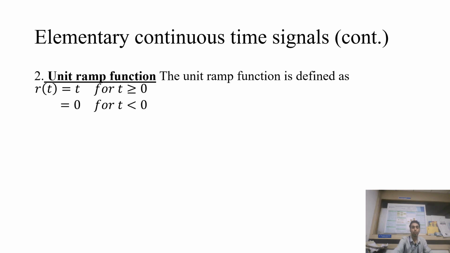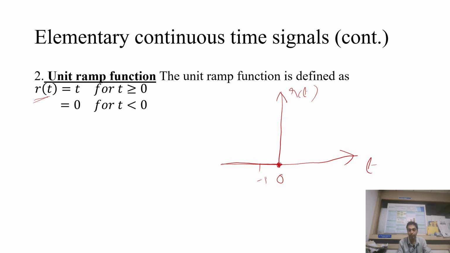Similarly, the second one is the unit ramp function, denoted by r of t. So r of t is equal to t for t more than 0. Let this be t on the x axis, and on the y axis let me write r of t. For t less than 0, this is minus 1, all values less than 0, it is 0, so it is a straight line for less than 0. When t is 0, it is 0. When t is equal to 1, we will get 1. When t is equal to 2, we will get 2. So I will plot this line.